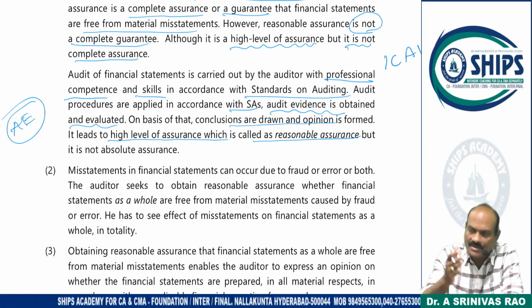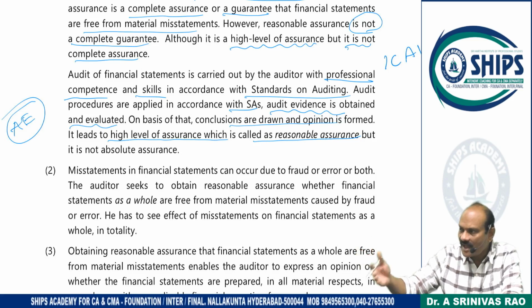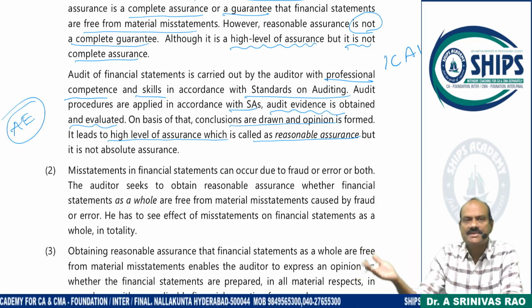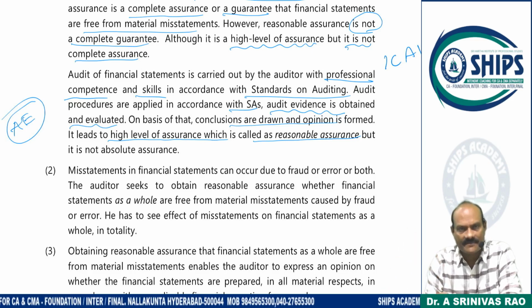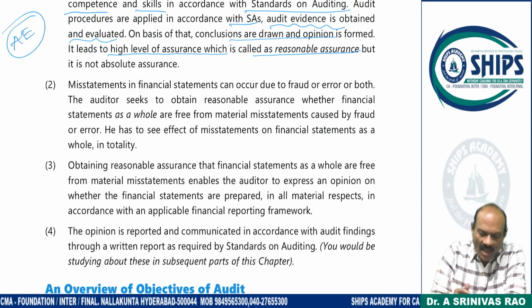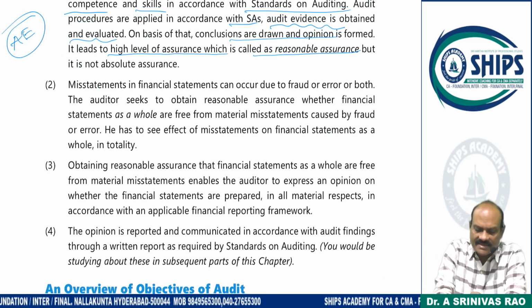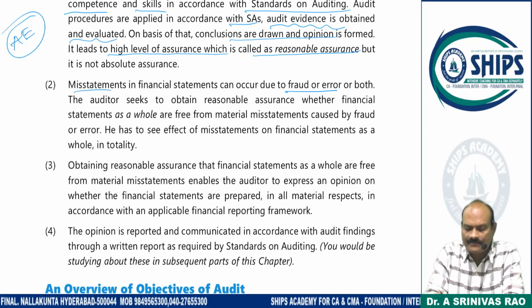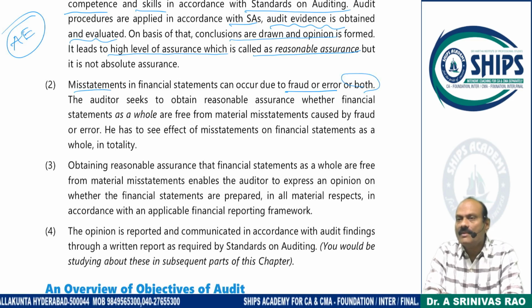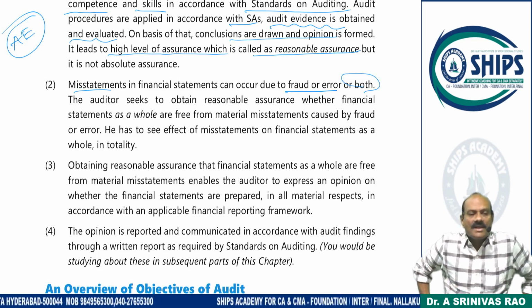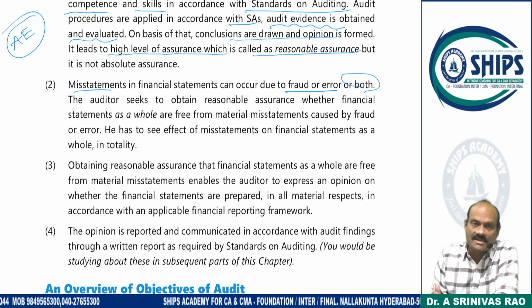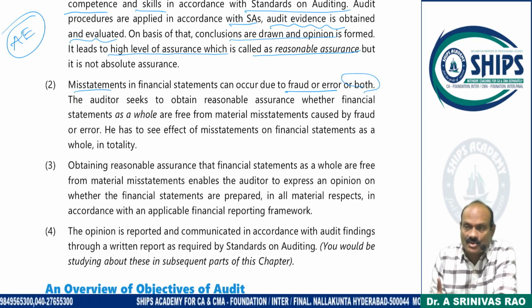See, from origin to conclusion, verified. If they are representing true and fair, I would say that the entire population is representing it. That's why. And misstatement in the financial statements occurs on account of fraud or error, or sometimes both. What is the meaning of fraud? Fraud is intentional and errors are unintentional. Know that.